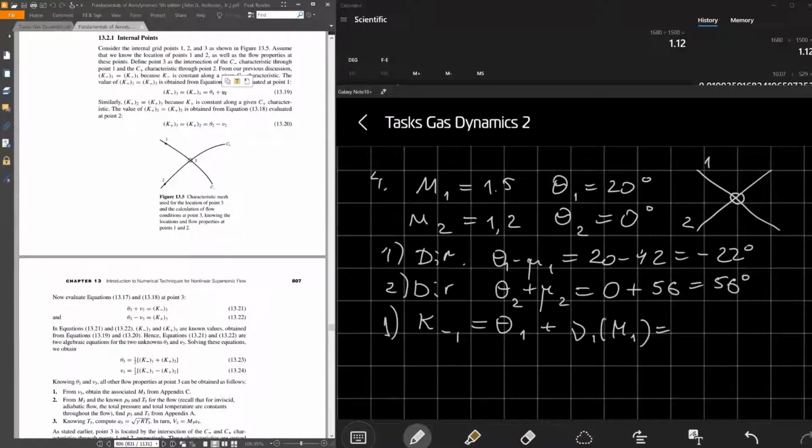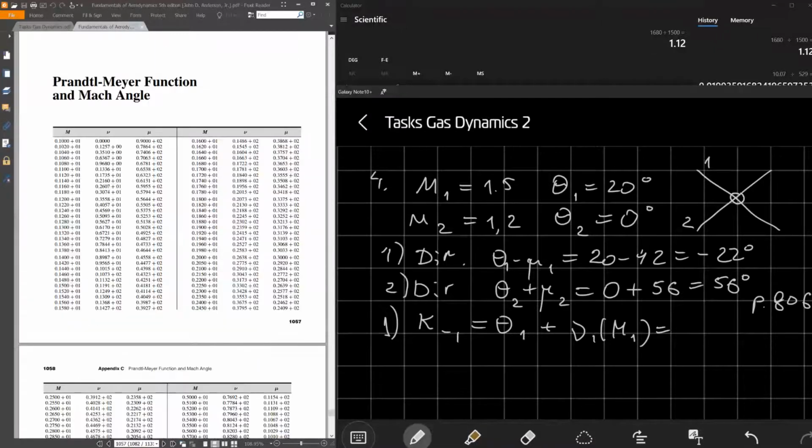and the Prandtl-Meyer function we find for 1.5, and this is the Prandtl-Meyer function. It's 11.9. It should be difference. 20 minus 11.9. How much is that? 8.1, right? 8.1. Let me know if I'm making some mistake because it's simple.